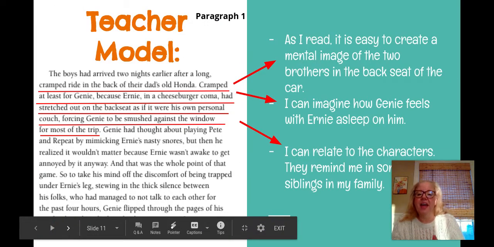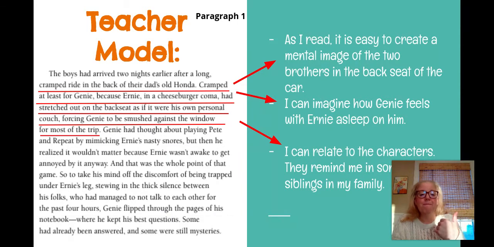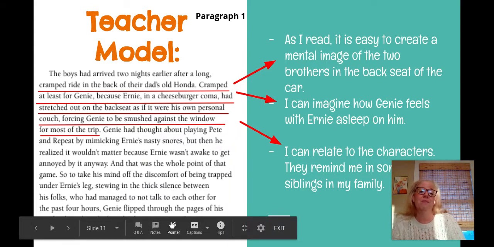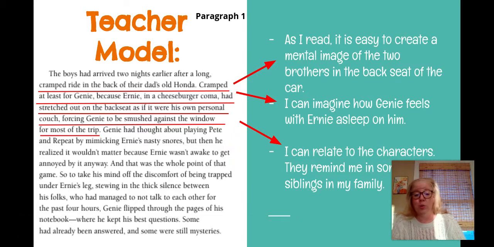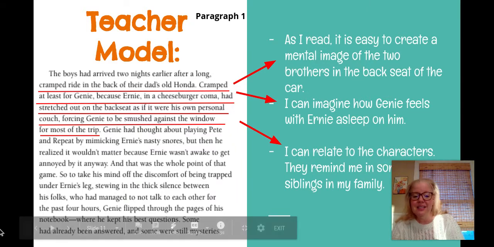Now, as I read that, it was easy for me to create a mental image, or a movie in my mind, of the two brothers in the back seat of the car. Jeannie kind of smushed against the window and Ernie kind of sprawled out there, right? Oh, I have sun coming in. It might be coming in from the front window. I can relate to the characters because they remind me of me and my little brother. I call him little, he's an adult now. But when we were younger, we were 12 years apart, but we still bickered and got on each other's nerves and would purposely annoy each other. So I can relate to that.